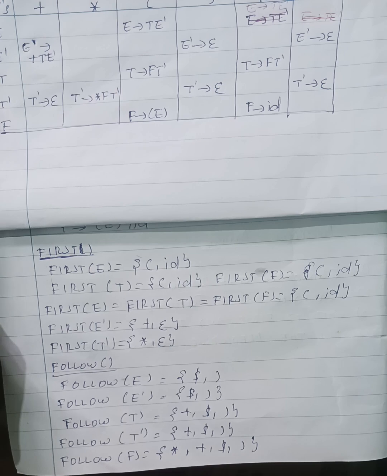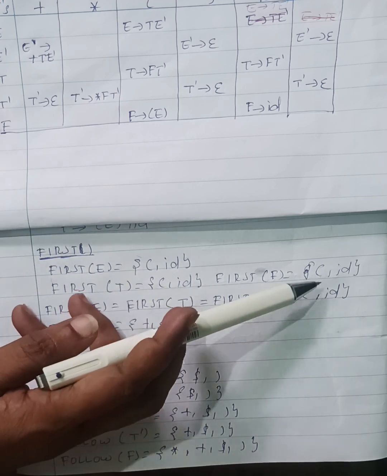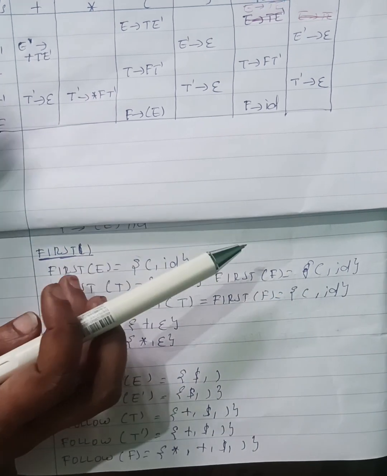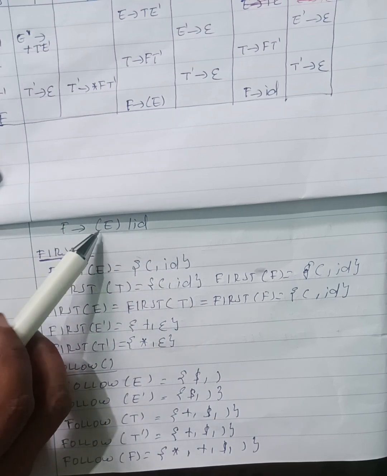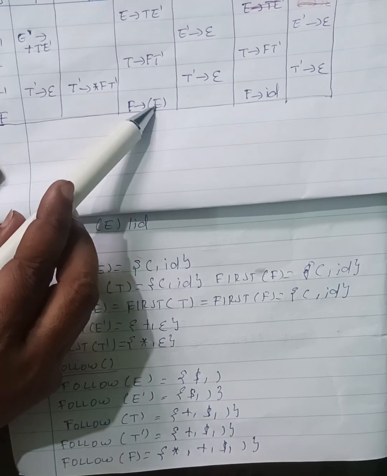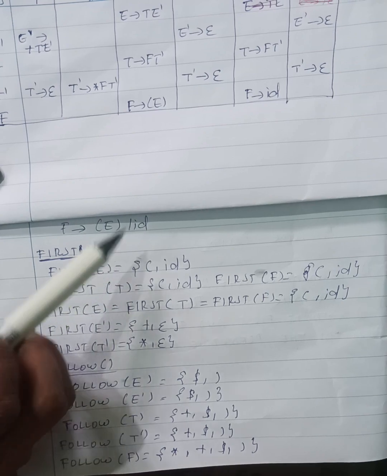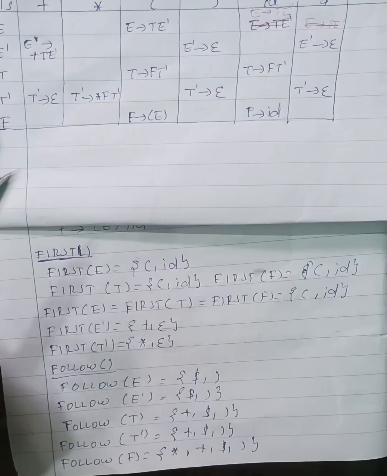And now check for first of F. First of F is open parenthesis and ID. Our rules of F are F → (E) and F → ID. In open parenthesis, write the rule F → (E), and in ID, write F → ID.